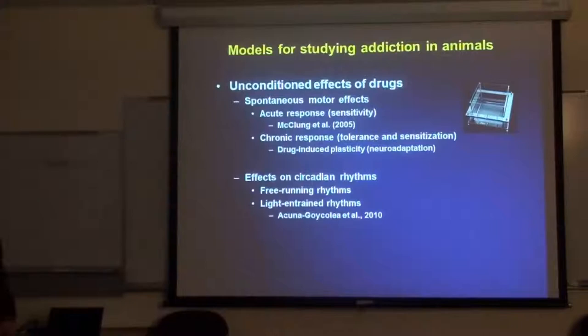And what they were looking at is the acute response to the drug. And what you're tapping into there is sensitivity. What's the organism's sensitivity to this drug? And is it altered if we alter some aspect of the animal? For example, if we do something to the circadian system, the clock system, do we get a difference in the sensitivity to the drug? And that's obviously the approach that McClung used, one of the approaches that she used.